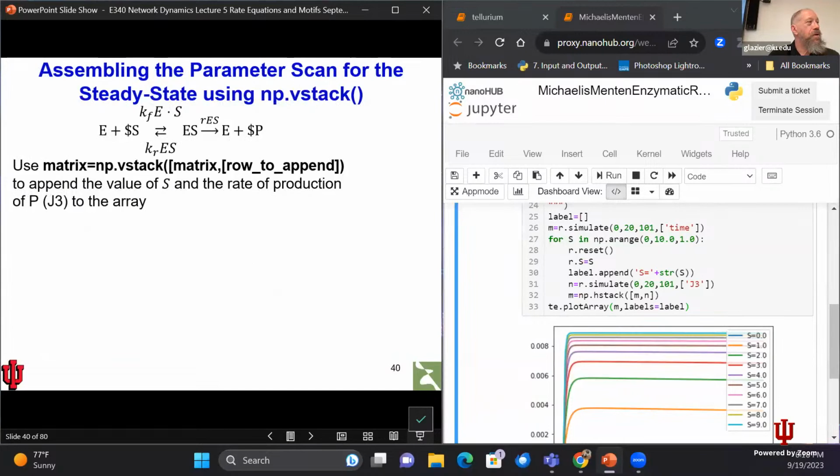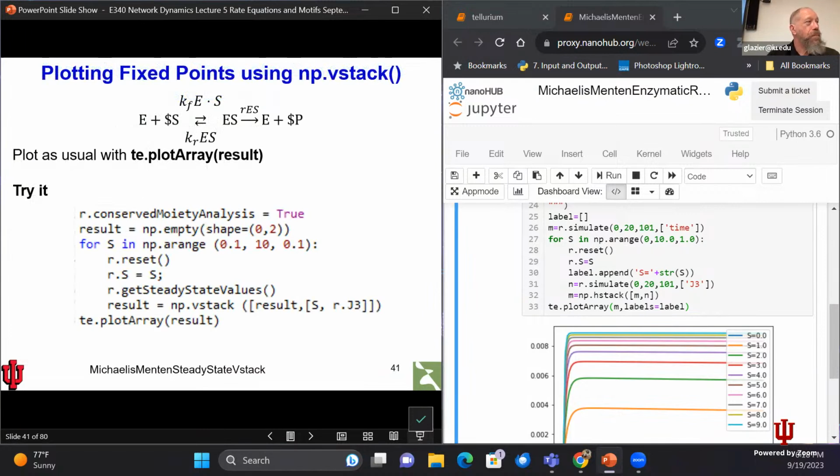Okay, so let's try doing that. We're going to use matrix VStack to do this parameter sweep. And then we'll plot with plotArray. And there's a command in Antimony that is supposed to get the final result for a simulation, the long time result. It's called getSteadyStateValues.